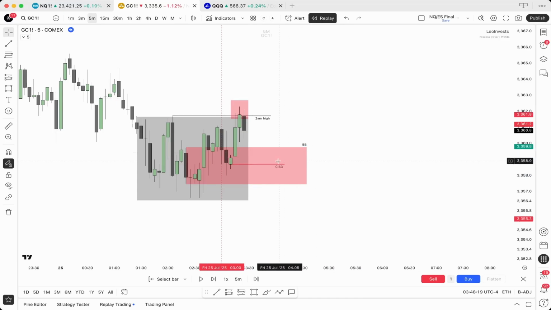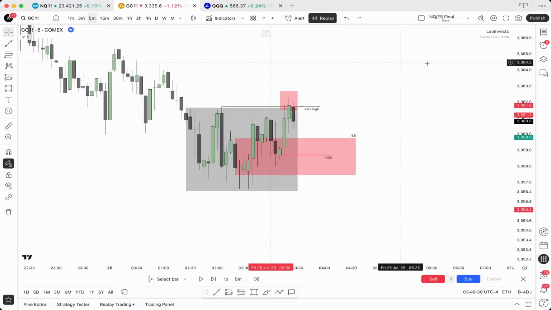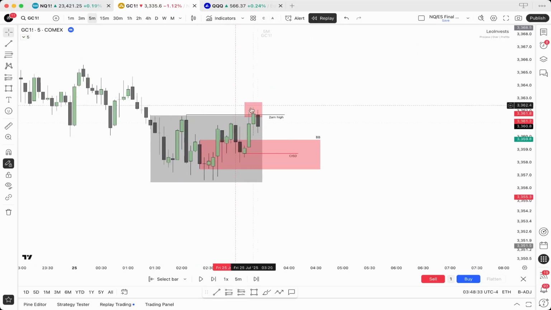And so now what am I looking for? Well, we have both this 5-minute breaker block, we now have a bearish change in state of delivery, and we have manipulated the 2 a.m. high during the 3 a.m. candle hourly. So now we have multiple layers of confluence here, where we have created this accumulation, manipulated the high of this accumulation, and now with a closure below this change in state of delivery and this breaker block, this will signal me into a C2U short on gold.